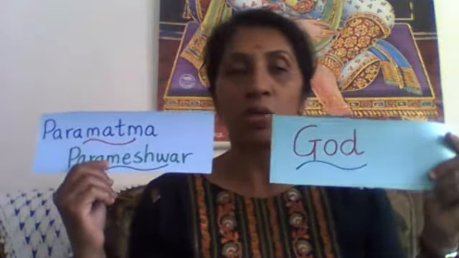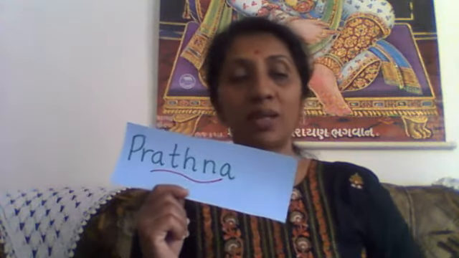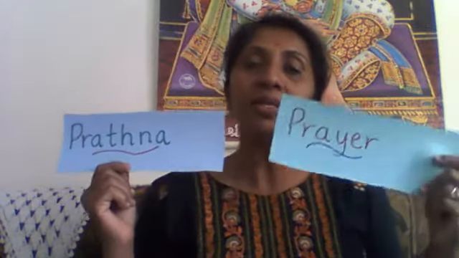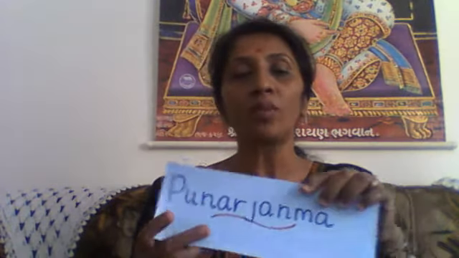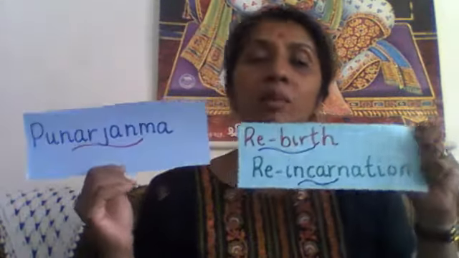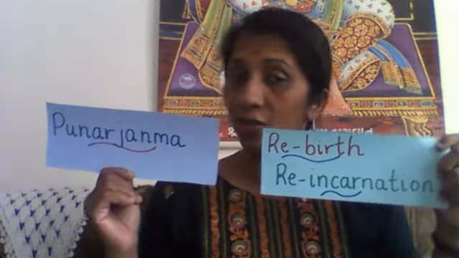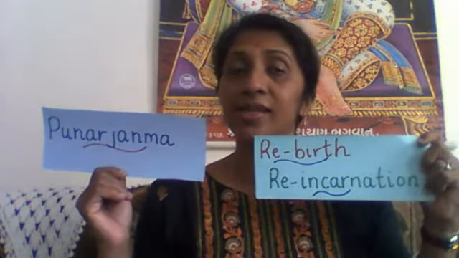The meaning of Paramatma or Parameshwar is God. Yes. Then we have got the second one, which is Pratna. What does Pratna mean? Pratna means prayer. Then we have got the third principle, which is Punar Janma. Punar Janma means rebirth or reincarnation. Let's say the word again, reincarnation.